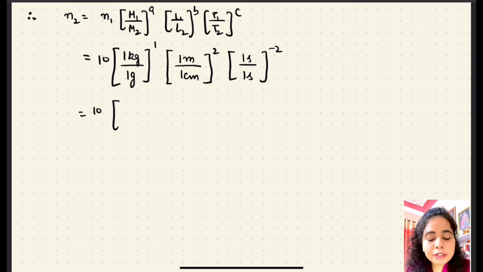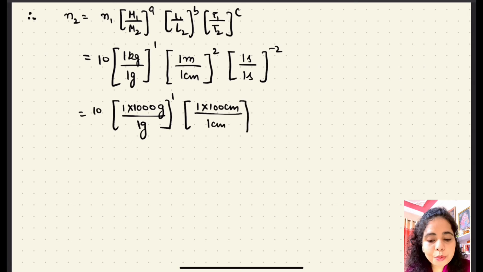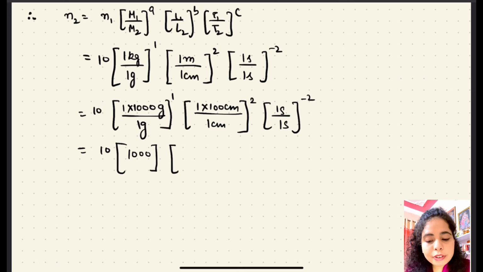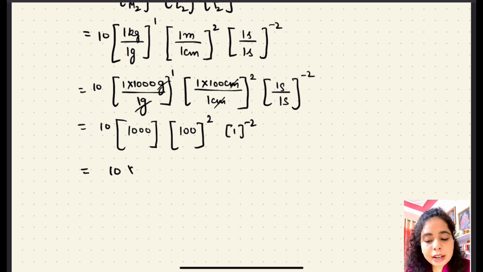Now we will convert these units. 1 kg is equal to 1000 gram, so 1 into 1000 gram divided by gram, raised to power 1. Instead of 1 meter, we write 1 into 100 centimeter divided by 1 centimeter, whole raised to power 2, and 1 second divided by 1 second whole raised to power -2. Now we can easily cancel out the units. We are left with 1000 raised to power 1, as gram and gram cancel; similarly second and second cancel, and centimeter cancels. So 100 raised to power 2 into 1 raised to power -2. So we have 10 into 1000 into 100 into 100.